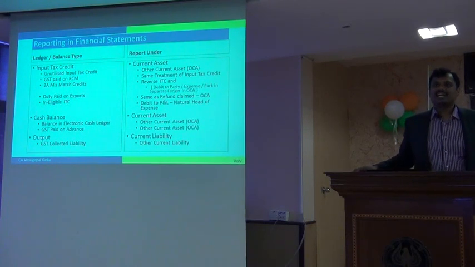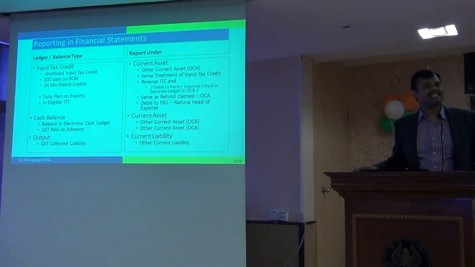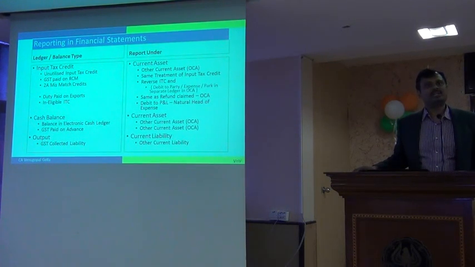Whenever the credit which you have taken is not matching with the counterparty filing, that is, especially the difference between your records and 2A, what do you do? How do you present that?